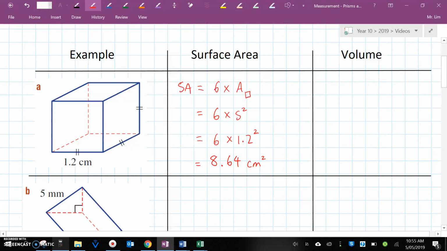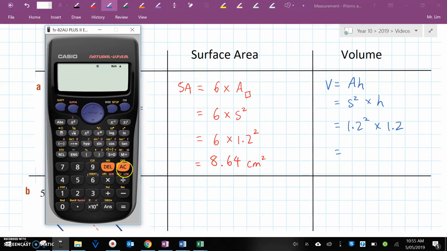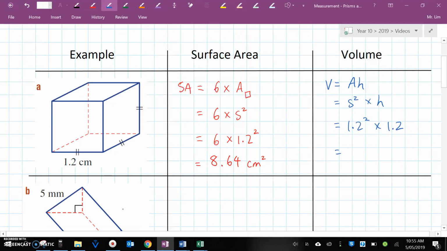Okay, so the volume of a cube is AH, the area of the base times the height. The base is a square, so we have s squared times the height. In this case, s squared is 1.2 squared, and the height is 1.2. So the volume of the cube is 1.2 cubed, 1.728 centimeters cubed.